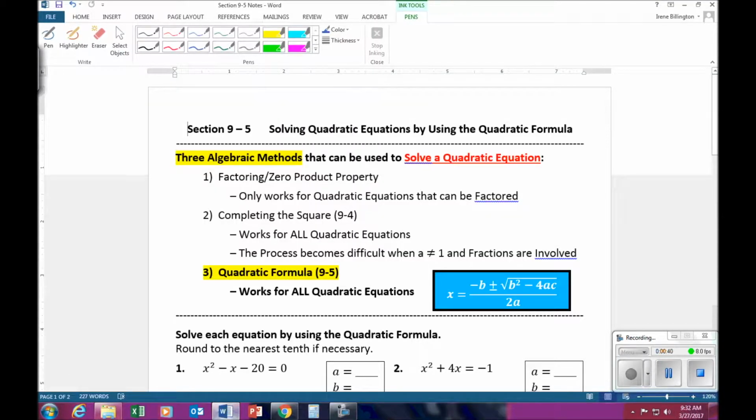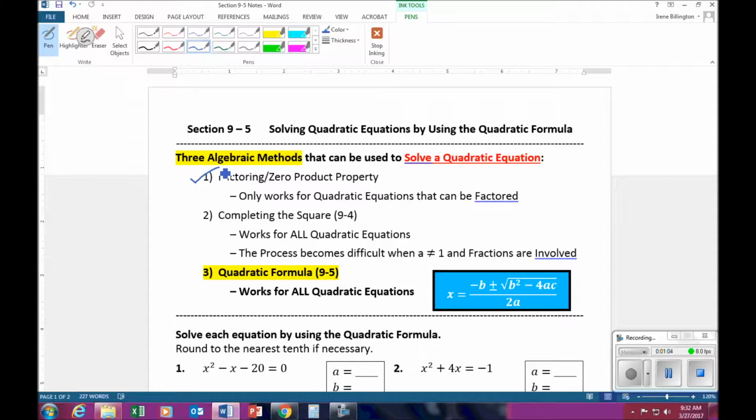So far, we have learned 3 algebraic methods that can be used to solve a quadratic equation. We learned how to use factoring and the zero product property. Now, the only hiccup with that is that it only works when your quadratic equation can be factored. And we know that not all quadratic equations are able to be factored. So we need another way to solve.